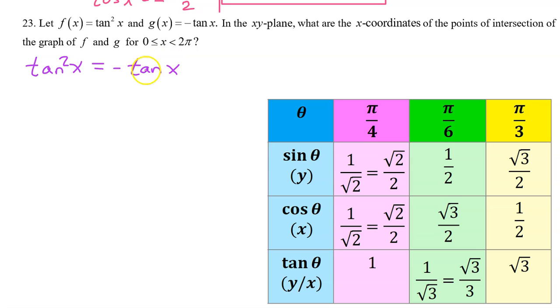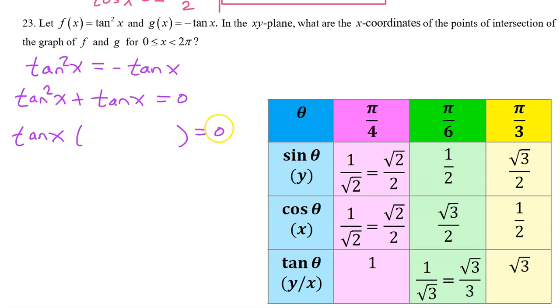Instead, we get 0 on one side by adding tangent x to both sides. That will give us tangent squared x plus tangent x is equal to 0. So instead of simply dividing by tangent, we factor out a GCF of tangent x. So tangent x goes outside the parentheses, and to figure out what goes inside the parentheses, we divide each one of these terms by tangent x. Tangent squared divided by tangent is tangent, and tangent x divided by tangent x is 1.